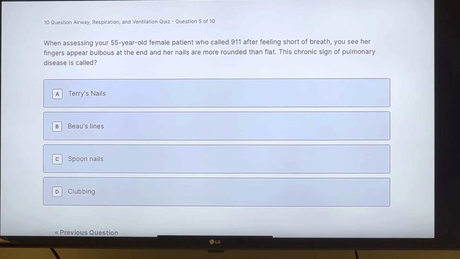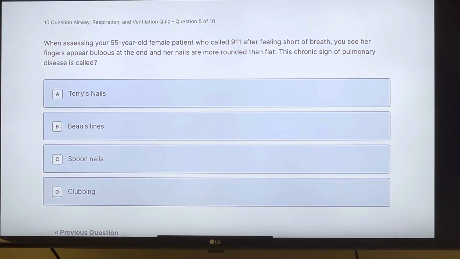When assessing a 55-year-old female patient who called 911 after feeling short of breath, you see her fingers appear bubbled at the end, and her nails are more rounded than flat. This chronic sign of pulmonary disease is called: A, Terry nails, B, Beau's lines, C, spoon nails, or D, clubbing.